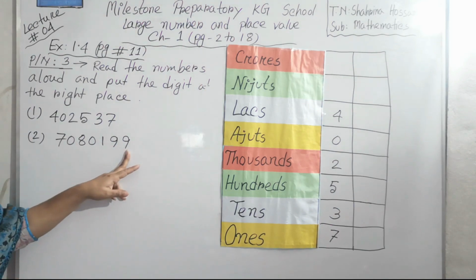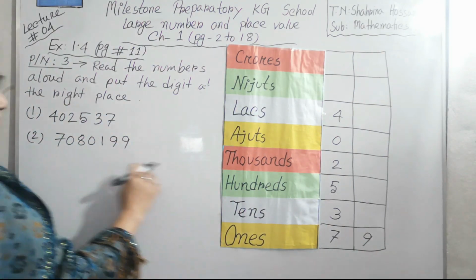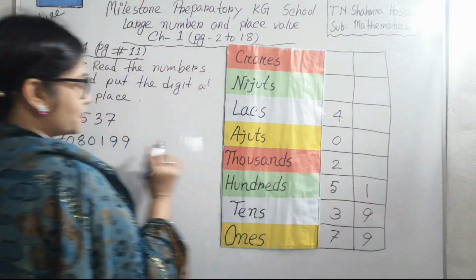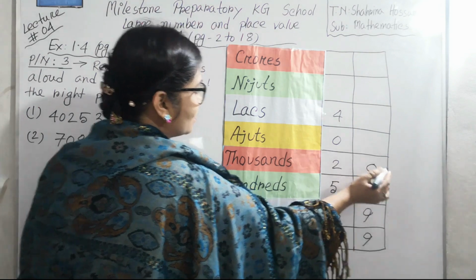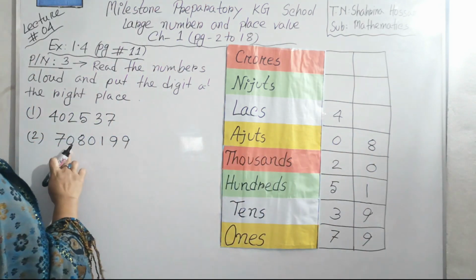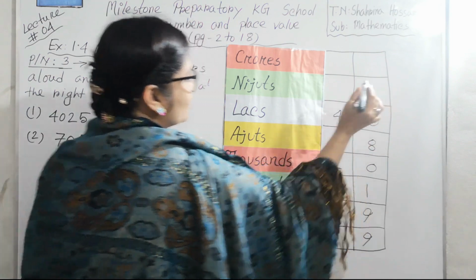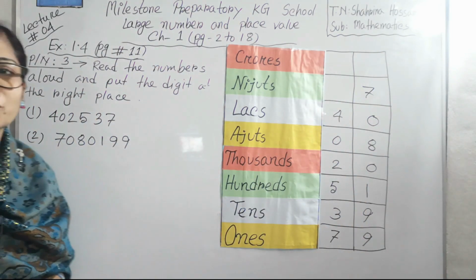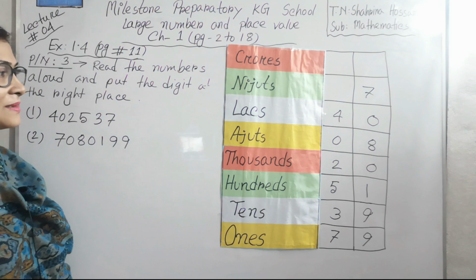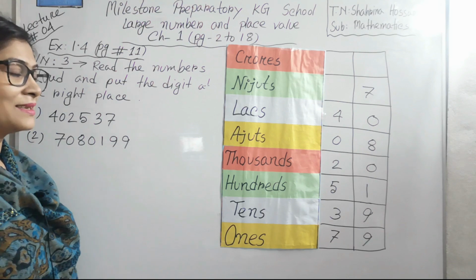Here 9's position is ones. Then the second 9, same, tens. 1 hundred, 0 thousands, 8 ten-thousands, then 0 lakh, and 7 is ten lakh. Now you tell me, how can we read this number? 70 lakh 80,199.